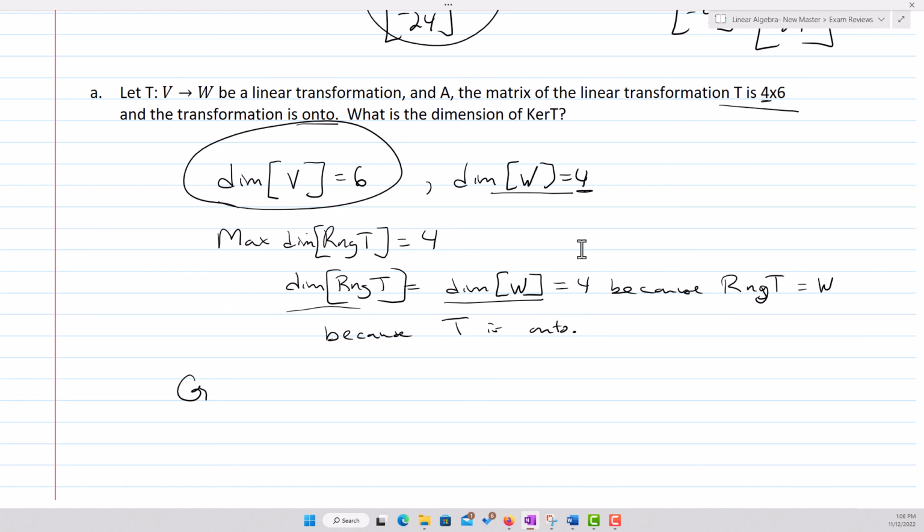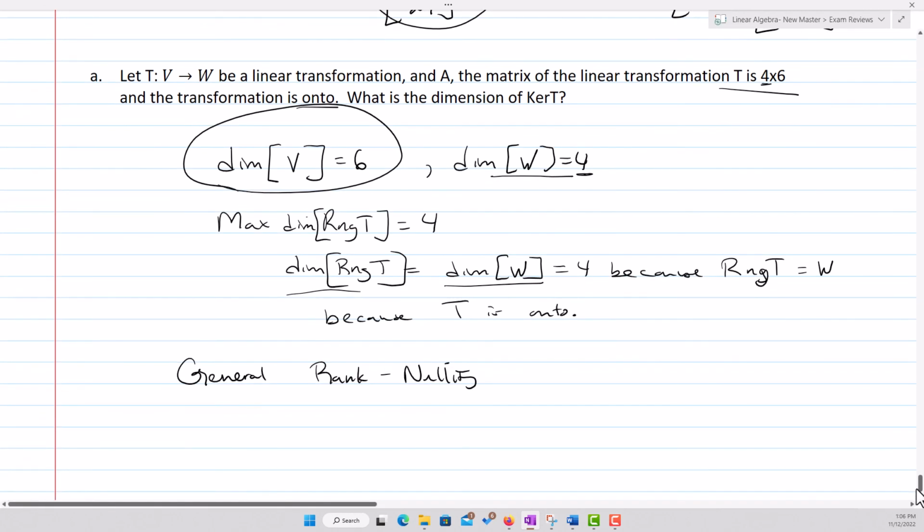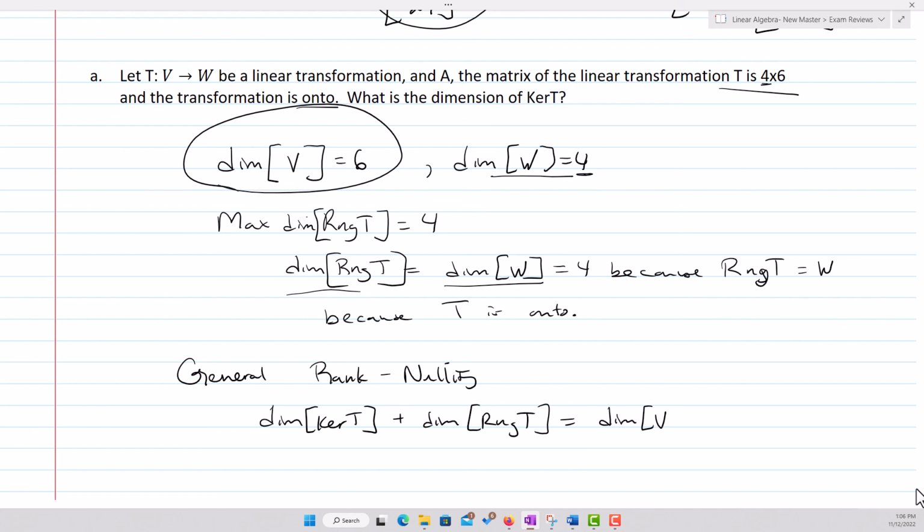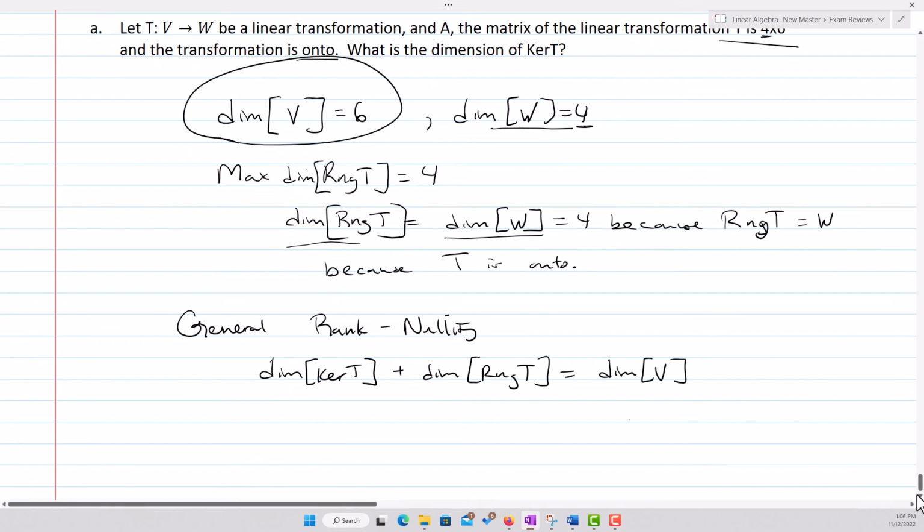So now general rank nullity, which says the dimension of the kernel of T plus the dimension of the range of T equals the dimension of V. I know the dimension of V is equal to 6. I know the dimension of the range of T is equal to 4. And so that means that the dimension of the kernel of T is equal to 2. 2 plus 4 equals 6. So the dimension of the kernel of T is equal to 2. And there we are.